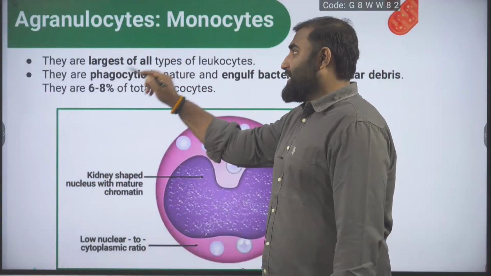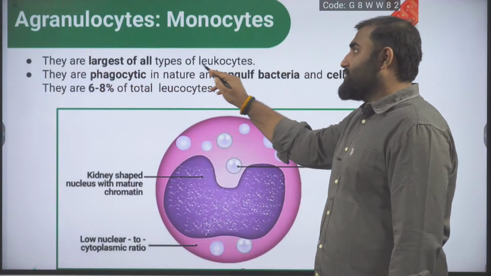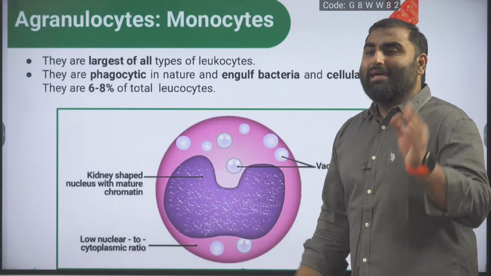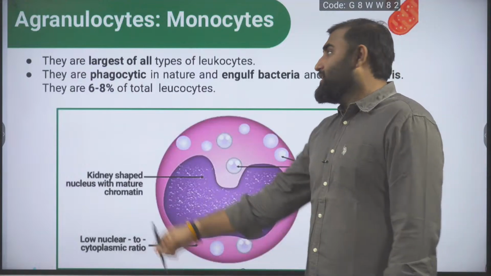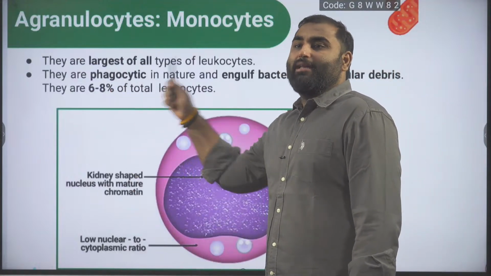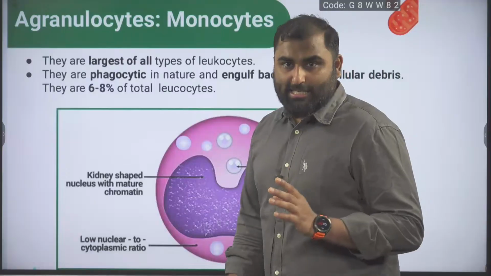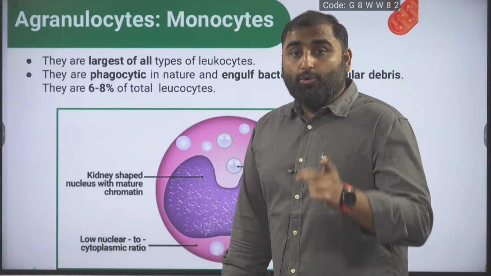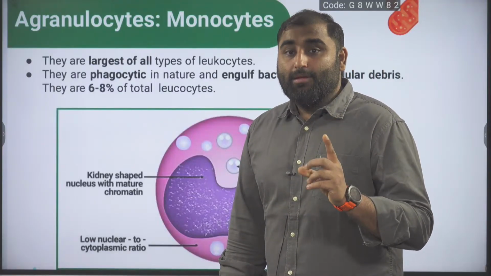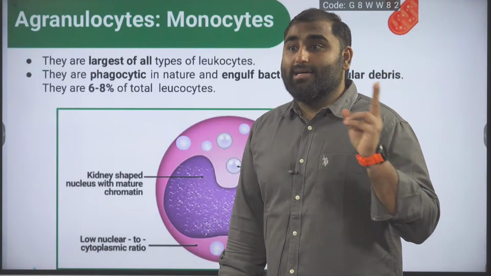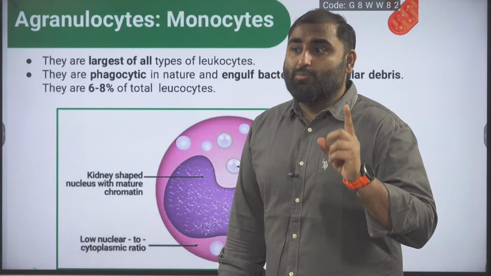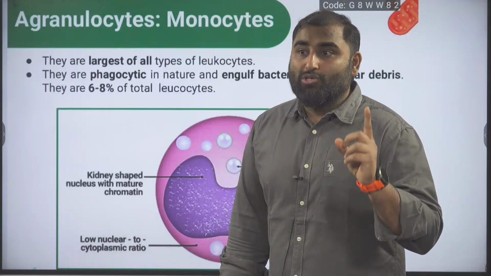Next, monocyte. Monocytes are the largest of all the WBC. Kidney-shaped nucleus. Which shaped nucleus? Kidney-shaped nucleus. And they are also phagocytic in nature. So if you have noticed, neutrophils and monocyte, neutrophil is a granulocyte and monocyte is an agranulocyte. They are responsible for phagocytosis.